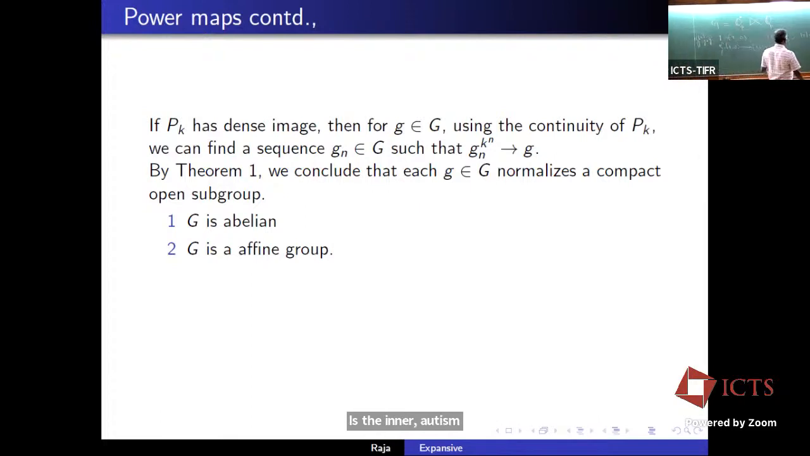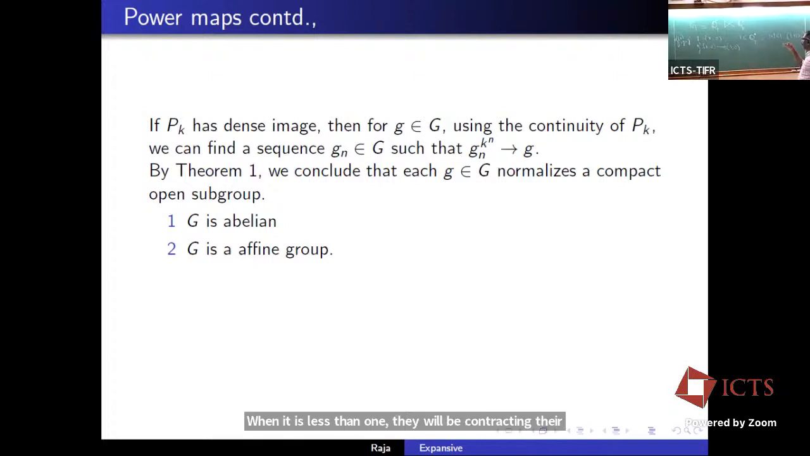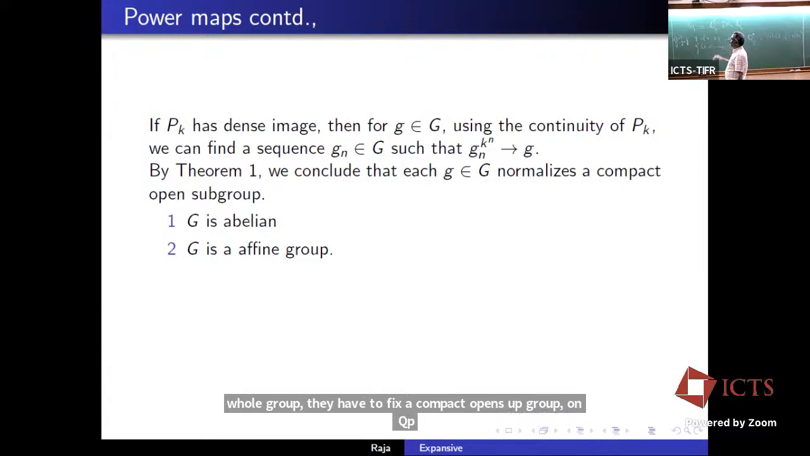They will be when it is less than 1, not for greater than 1. When it is less than 1, they will be contracting. They are contractions on the vector space part. So they will not fix on the whole space, they cannot fix any compact open subgroup. If they fix a compact open subgroup on the whole group, they have to fix a compact open subgroup on QP also. But then they are contracting, so they will not fix.